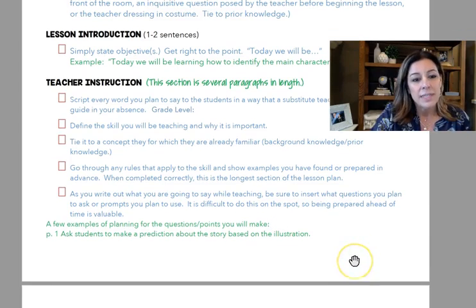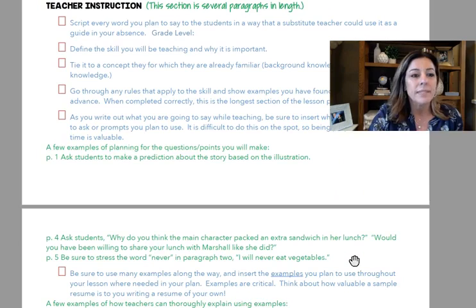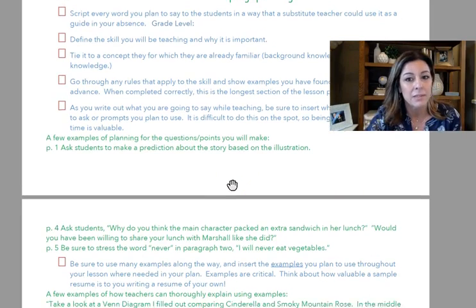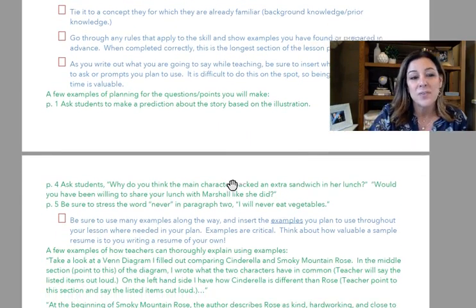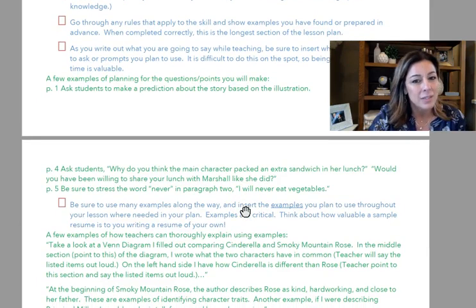All right, a few examples of planning for questions and points you will make. Maybe you'll write page 1 is where you'd like to ask your students to make a prediction about the story based on the illustration. Page 4, you will ask your students, why do you think the main character packed an extra sandwich in her lunch? Would you have been willing to share your lunch with Marshall like she did?